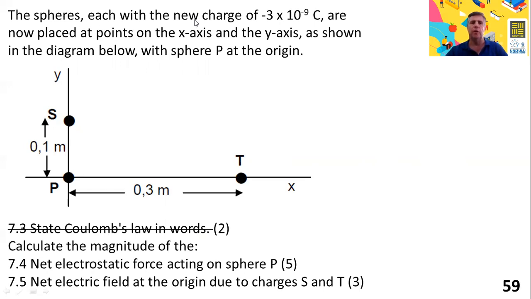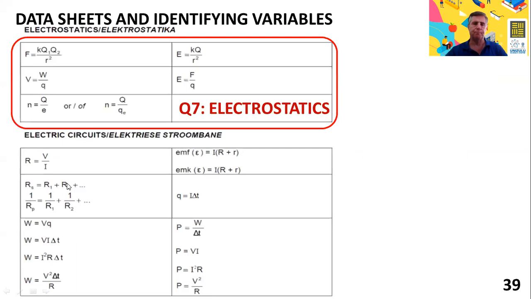So you're told these spheres, each with the same charge of -3 times 10 to the -9 coulombs, are now placed at these points here. We've got a two-dimensional arrangement. Fortunately, they are at right angles to each other. And you're asked to calculate the electrostatic force on P and the net electric field at the origin.